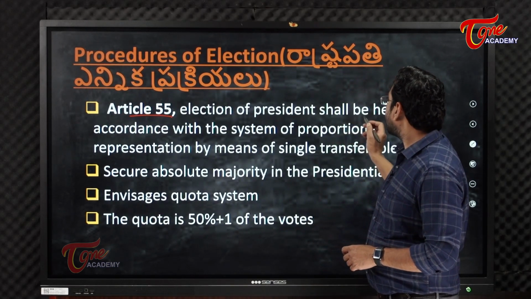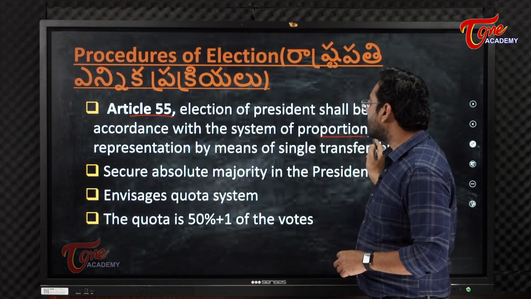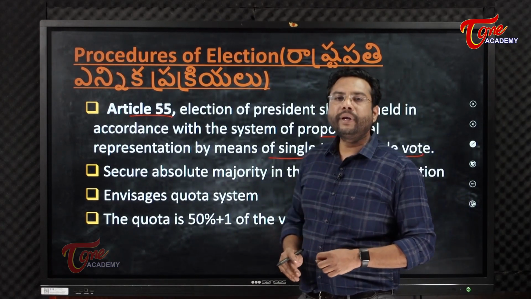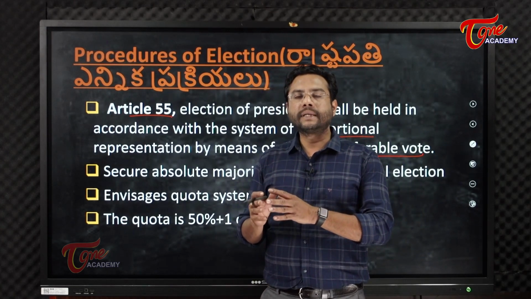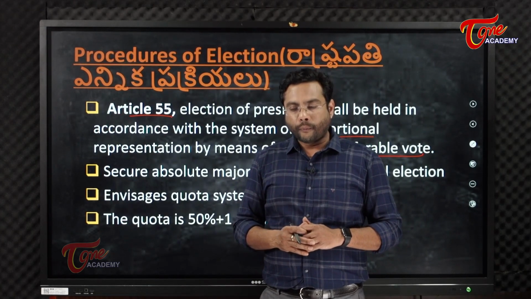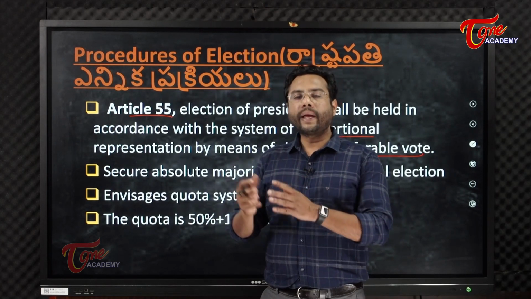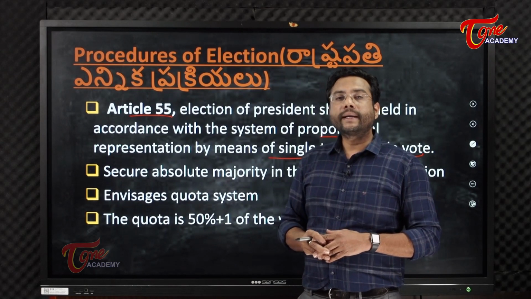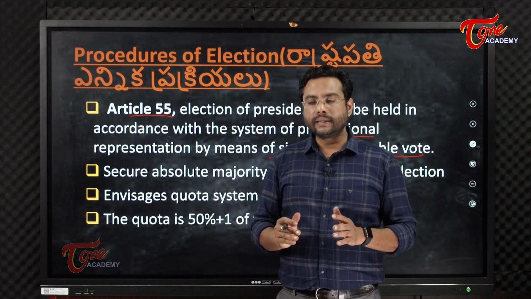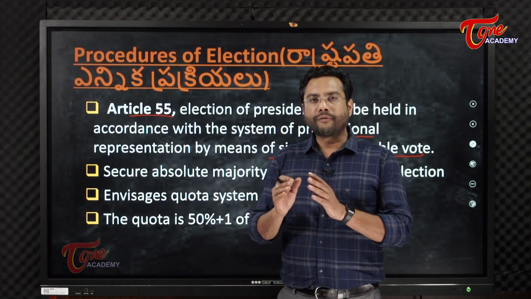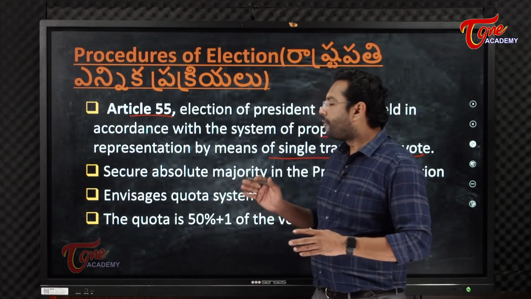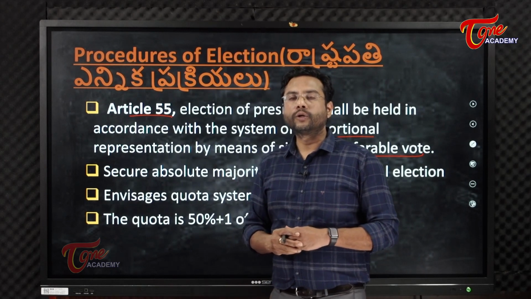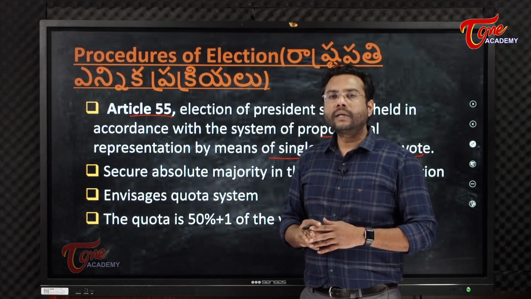Here the elections will be held by proportional representation by means of a single transferable vote. Why do we want a single transferable vote? We know that there may be various contenders to the post of president, and they may not get an absolute majority. Absolute majority is more than half, that is 50% plus 1. That is called absolute majority to win the elections.